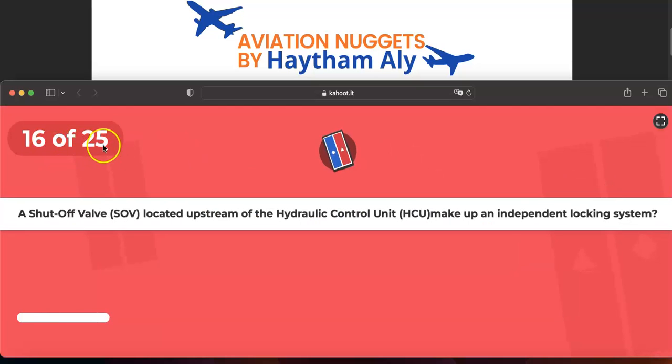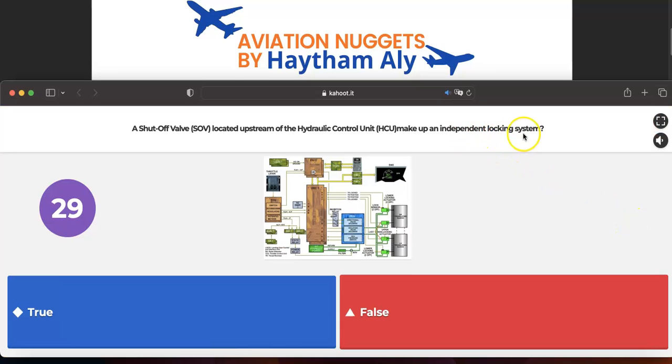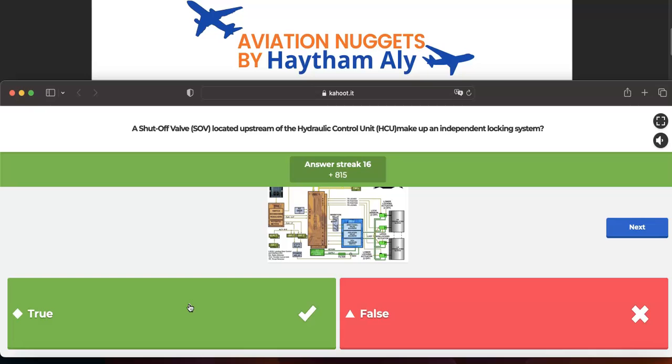Question 16 of 25. A shut-off valve located upstream of the hydraulic control unit makes up an independent locking system. Yes, this statement is very true. The independent locking system, why is it called independent? Because it is a system not related to the engine, and it is managed by an airframe system computer, which is the SIC.